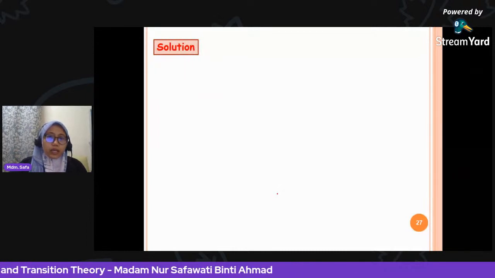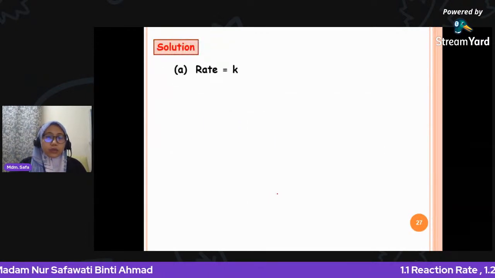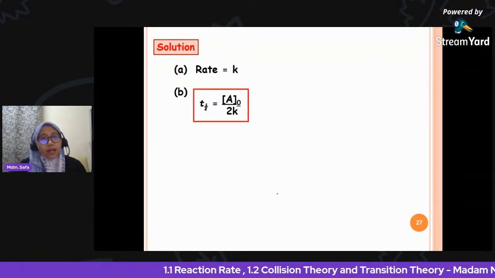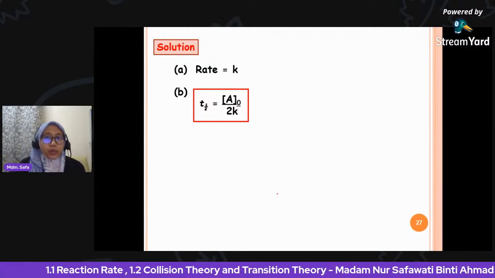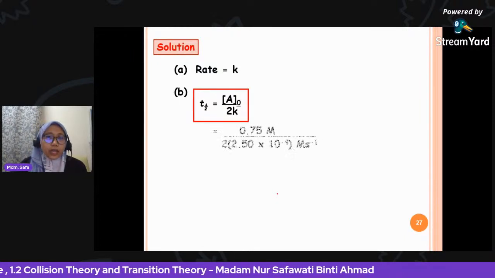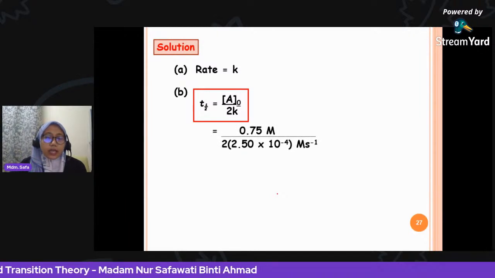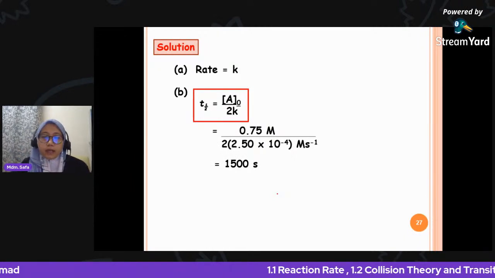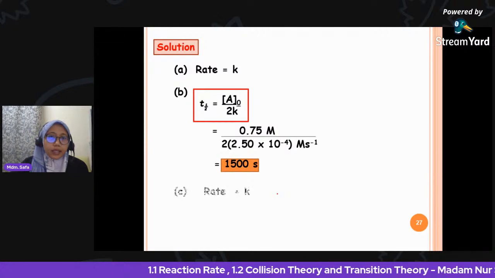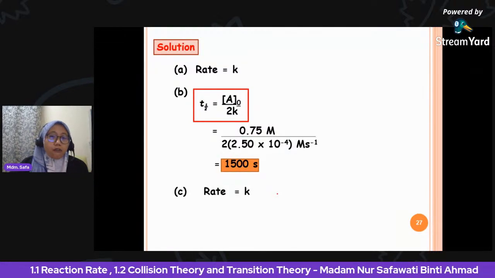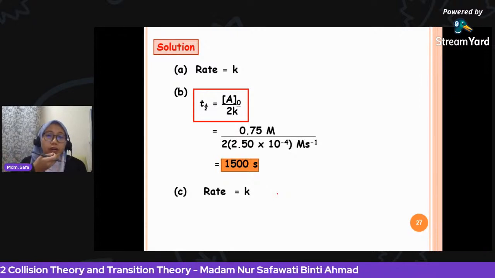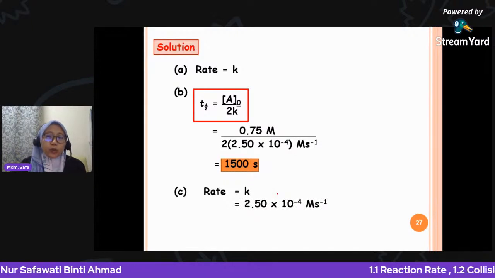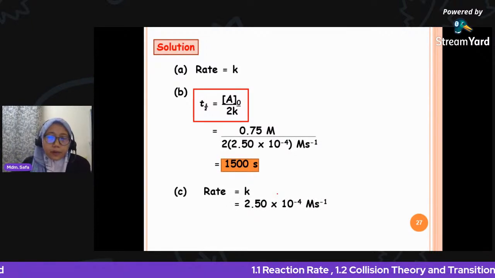So, kita tengok untuk zero order, rate is equal to K sahaja, sebab zero order di power of zero. B, diminta half-life. So, half-life, you guna formula untuk zero order, concentration A over 2K. So, just substitute the values, kita akan dapat 1,500 saat. Okay, 1,500 second. And then C, diminta how fast. How fast kita kaitkan balik dengan rate law. Rate is equal to K, so tak ada kaitan dengan concentration. So terus dapat rate adalah 2.5 times 10 power negative 4 molar per second.